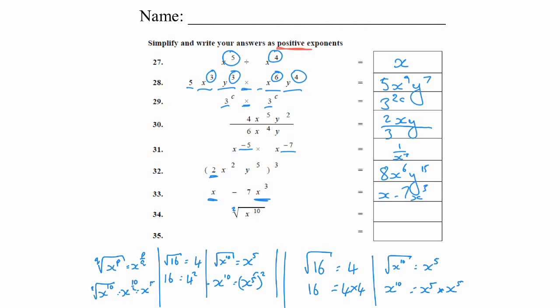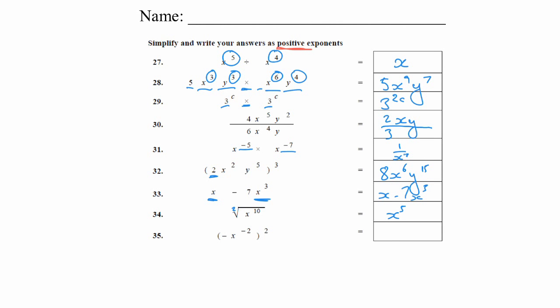Whichever way works for you, for square roots you can apply the law, because then you can apply it to cube roots and fourth roots and beyond, but it's useful to think of it conceptually in the other ways as well. So let's fill that in, x to the 5.